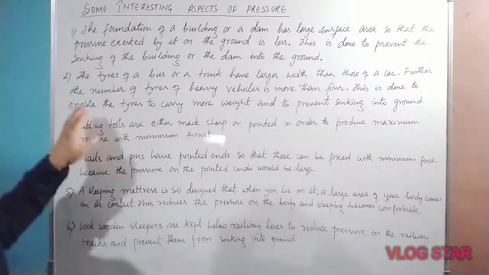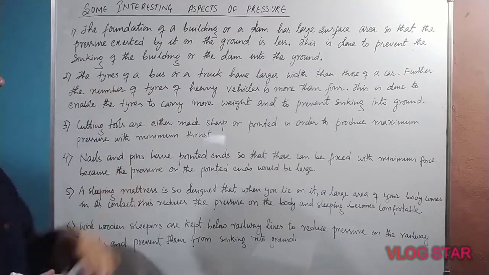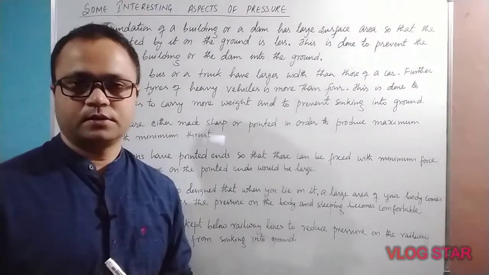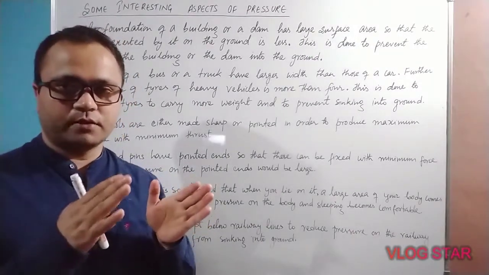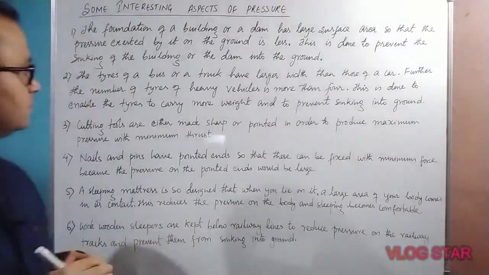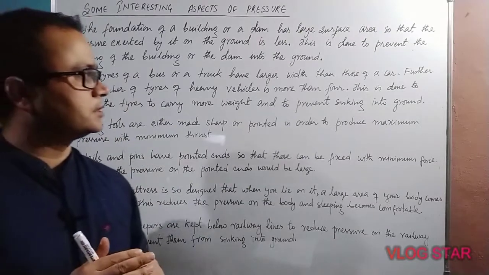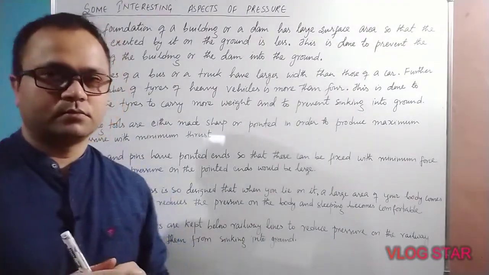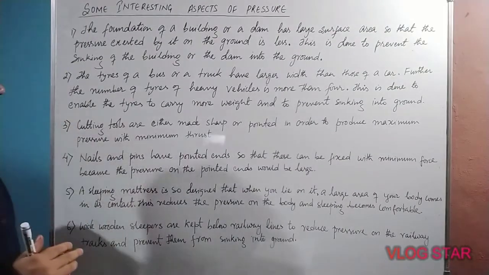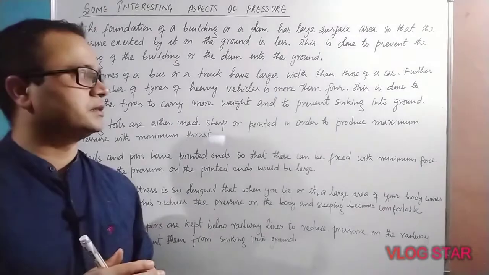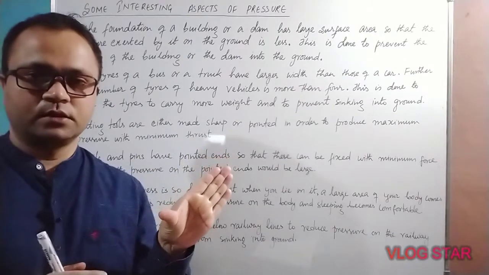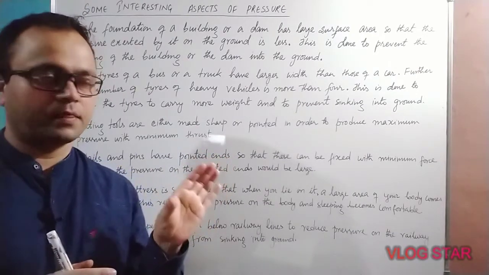Number 2 is the tires of a bus. We know that the tires of a bus or truck have large width. Tires of trucks and buses have larger width than those of a car. Further, the number of tires of heavy vehicles is more than 4. This is done to enable the tires to carry more weight and to prevent sinking into the ground. Area is large means pressure is less.